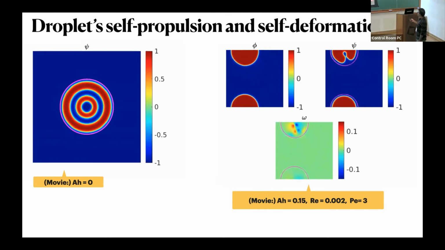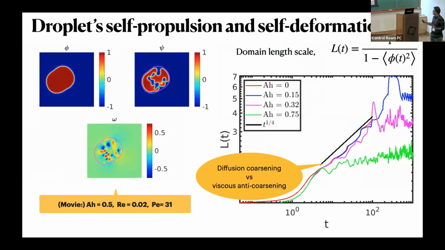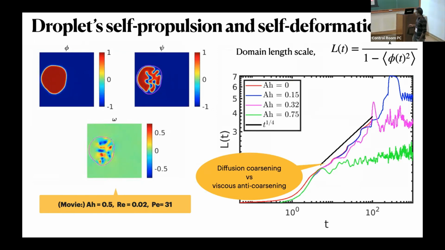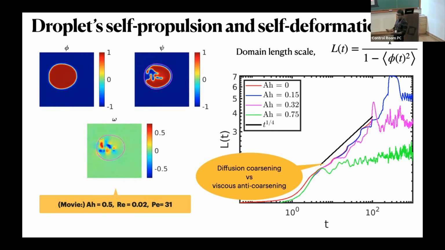And if you increase the activity number further, then it's kind of random. They are moving in random directions with random velocities. So what is happening is all coarsening arrest. We are not allowing phase separation to happen; at a particular point, we are arresting the phase separation.